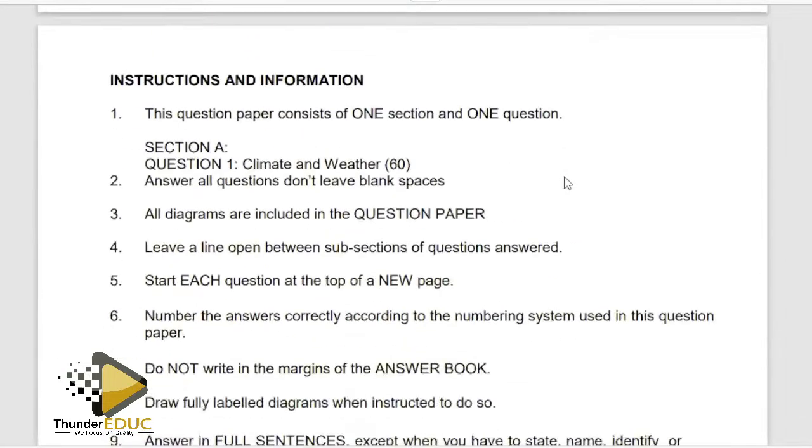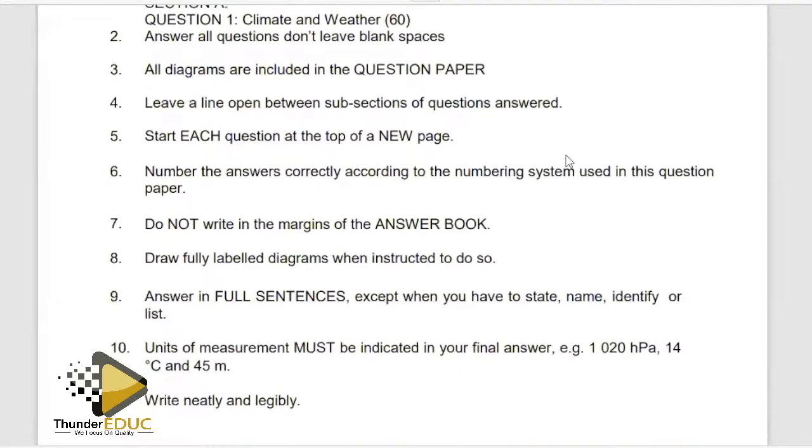Right. As you go through your paper, you must be in a position to check the instructions and check what you're supposed to do. We know, as usual, that our questions are compulsory. You answer everything that is in the paper. And what is most important, I want to analyze question instruction number 9 and 10.